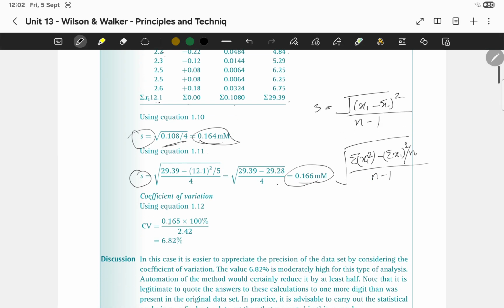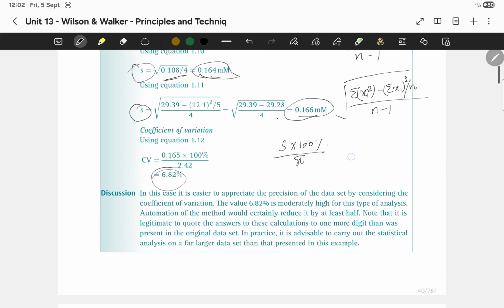So we are using 0.165. It's 4, it's 6, so we are using the middle value of it. We are finding CV. CV is s into 100% upon x bar. We are getting 6.82%.